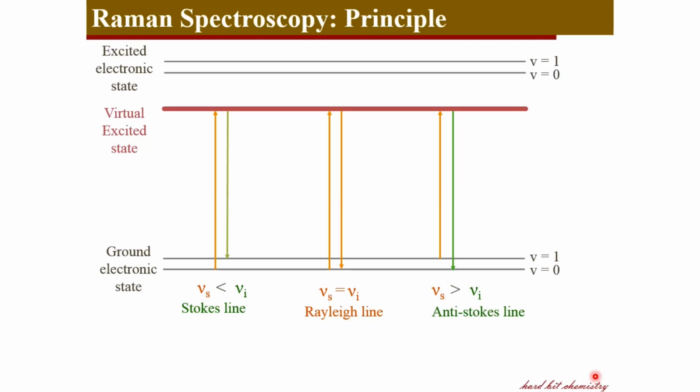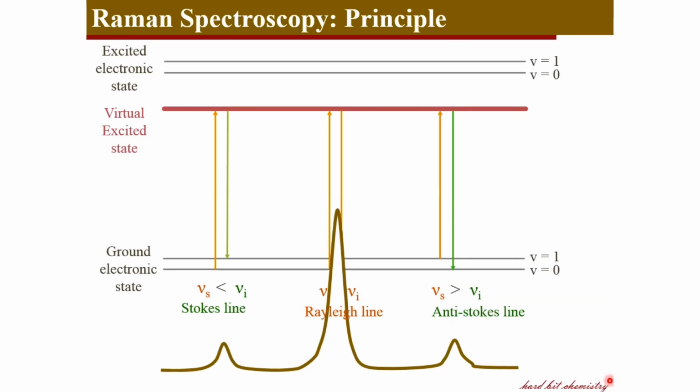And the Stokes lines and anti-Stokes lines both correspond to the condition of Raman scattering, that is, the scattered radiation frequency differs from the incident radiation frequency. So the respective spectral lines will look like this. Here this line in the middle corresponds to Rayleigh scattering, and the two on the left and right correspond to Raman scattering, the one on the left being the Stokes line and the one on the right the anti-Stokes line. And now let's see a bit of the details.